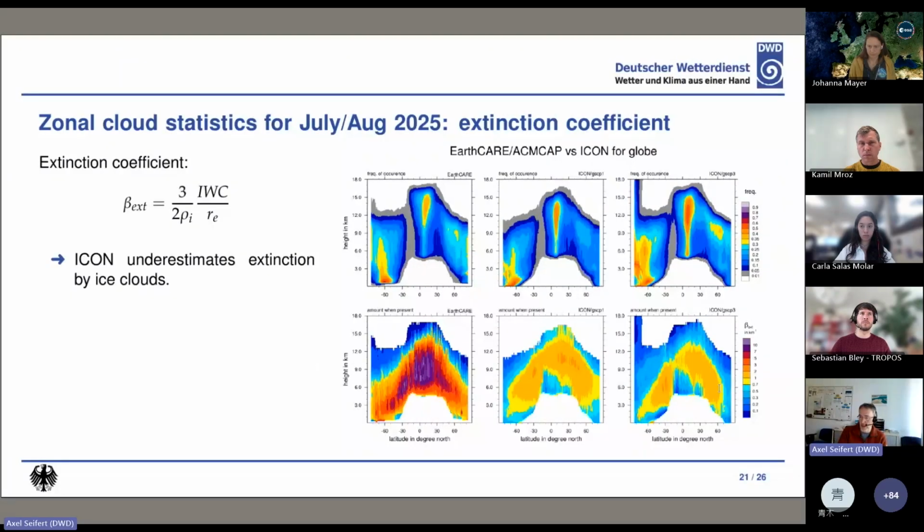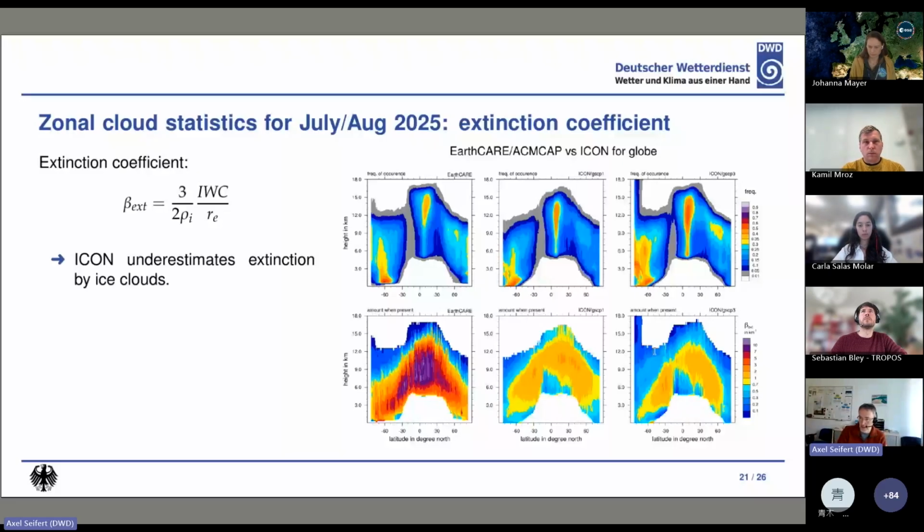From this, we can also estimate an extinction coefficient or some measure of optical thickness, which also then tells us that the clouds in ICON are basically too thin. So we have not a sufficient compensation between effective radius and ice water content. There might be a bit of compensation, but it's not enough compared to EarthCARE.